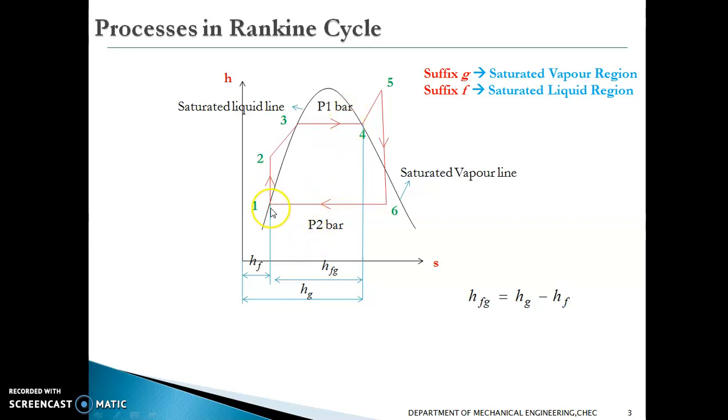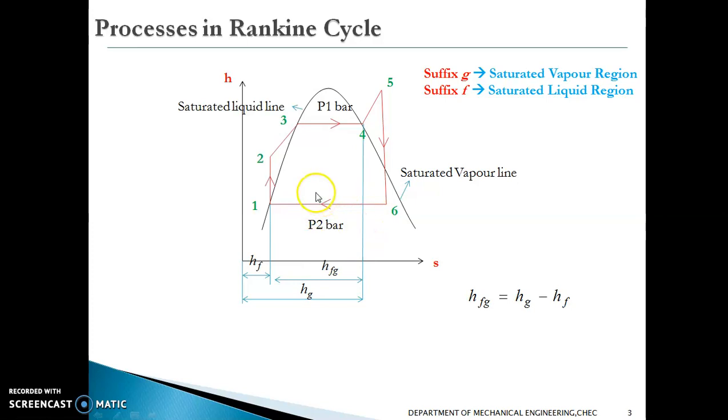There are four processes. 1 to 2 is the process in the pump, 2 to 3 is the constant pressure process inside the boiler, 3 to 4 and 4 to 5 is the isentropic process in the turbine, and 5 to 1 is the constant pressure process in the condenser. All these processes happen between the two pressure limits P1 bar and P2 bar.